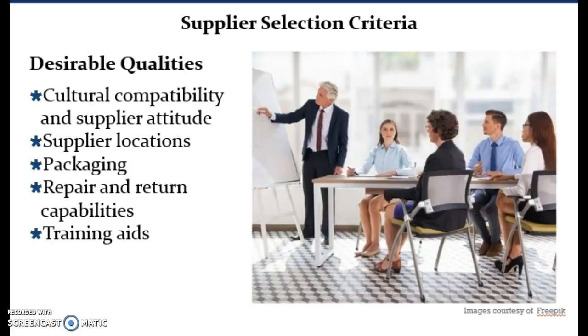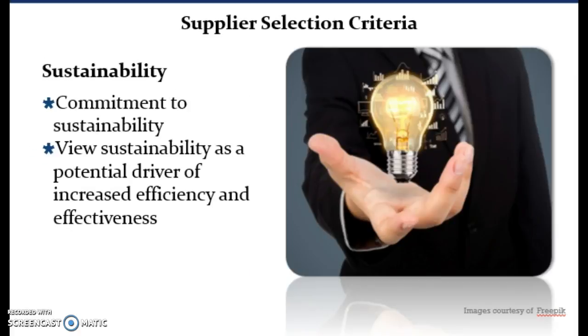Desirable qualities. The types of concerns here may be extensive, but some of those likely to be relevant include cultural compatibility and supplier attitude, locations of key supplier facilities, packaging capabilities, repair and return services, and others such as availability of training aids, etc. Sustainability. This factor is last but not least in the sense that a commitment to sustainability is regarded as essential in many leading supply chains.